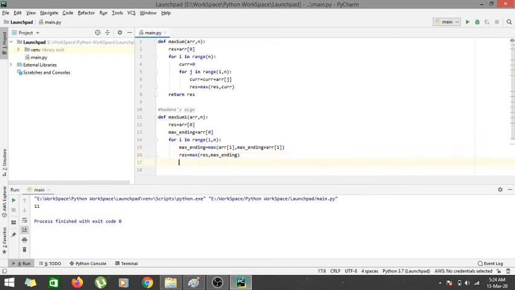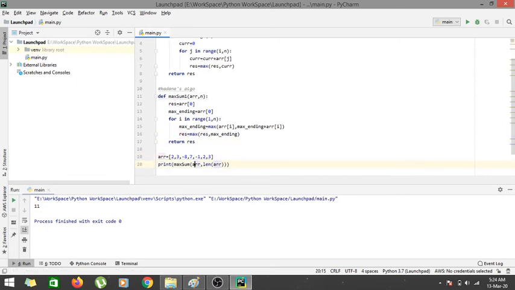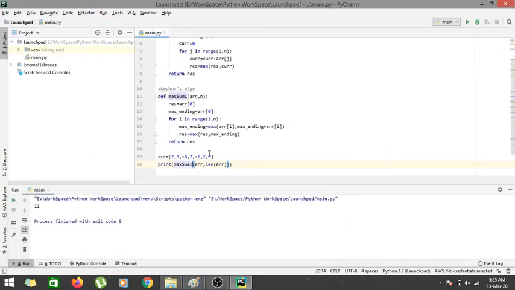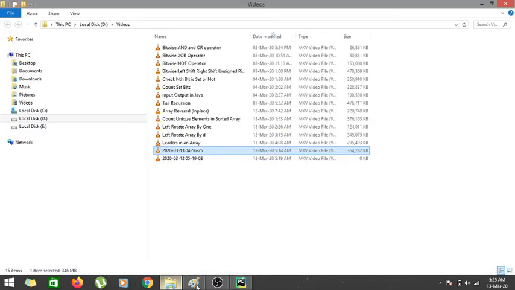Now we have to return res, and we are providing the array that we had taken into consideration as our input only, and we must get 11 as our output. Let's run our code. Yes, on successfully running our code, we are getting 11 as our output. Let's check it for other values also. Let's check it for 5, 8 and 3. Let's run our code. We are getting 16 as our output.